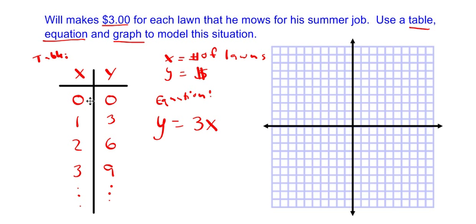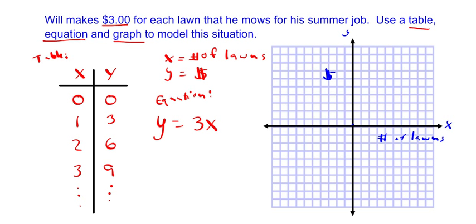I'm actually going to go to my table to plot the points. So I'm going to go in here and I'm going to plot each of these coordinates. Remember that our horizontal axis is x, which in this case is the number of lawns. Vertical axis is y, which in this case is the amount of money. Doesn't look like I need to change my scale, so I'm just going to go ahead and plot these points, realizing that this is the number of lawns on the x, and this is the amount of money on the y.